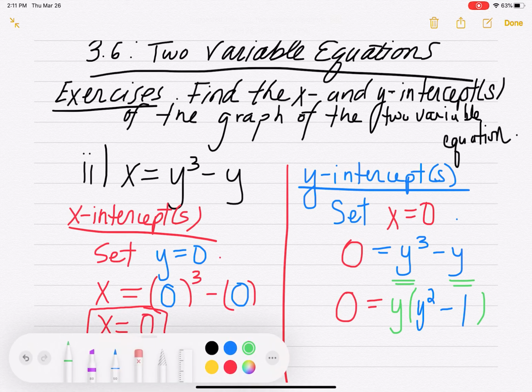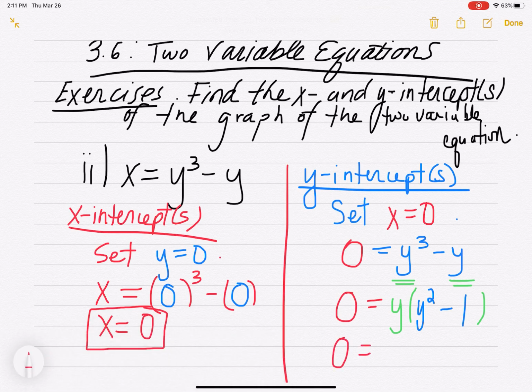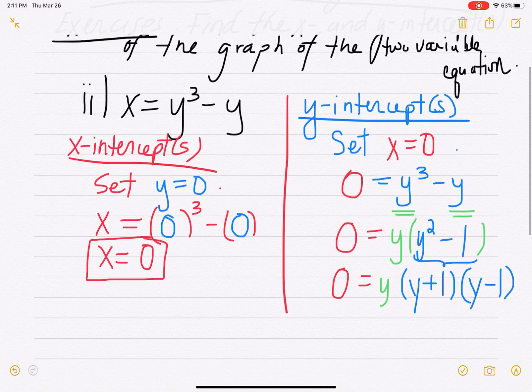All right, so here we go. We got a red 0 equals Y times, and then what about this Y squared minus 1? Well, that's a difference of two perfect squares, right? Y squared is a perfect square, and 1 is a perfect square. So we write Y in each set of parentheses, and a 1 in each, one plus and one minus. So Y plus 1 times Y minus 1 is the factorization for Y squared minus 1. That's just difference of squares.